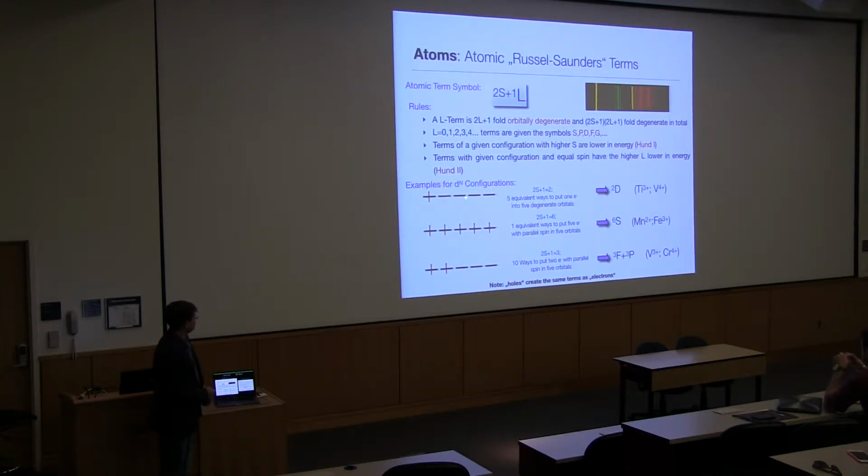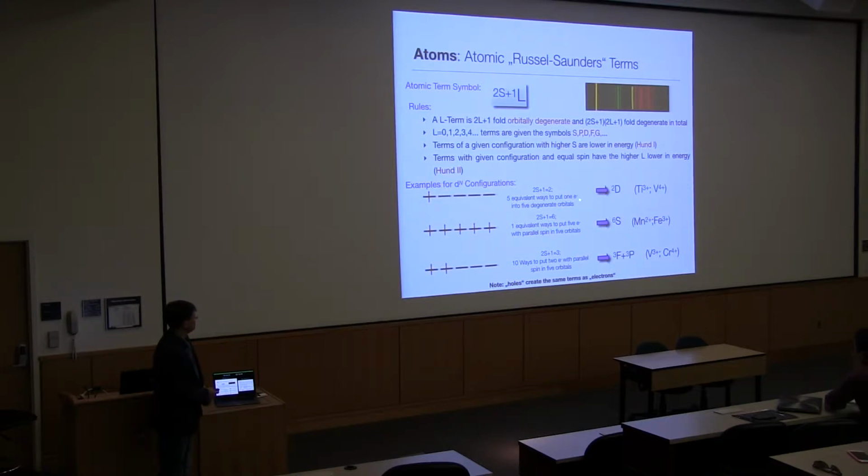So here we have our 5 d orbitals, and they're degenerate. And now if I put one electron in, I put it in with spin up. So the total spin here, because there is only one electron, has to be 1/2. That means the multiplicity 2S plus 1 is 2. Now, I can put this electron here, or here, or here, or here, or here. So there are 5 equivalent ways to do that.